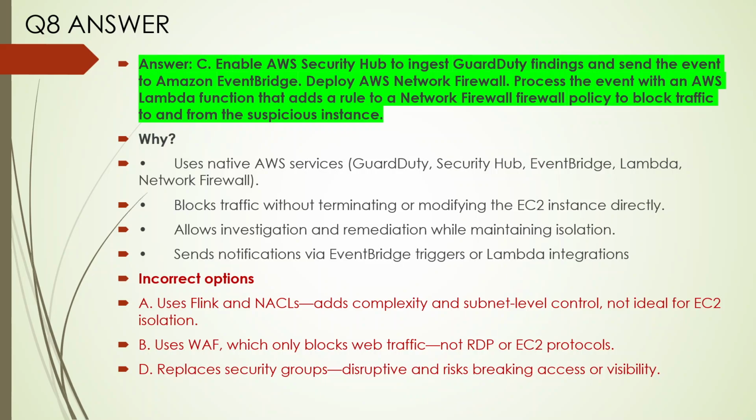Letter A uses Flink and ACL, which adds complexity to the subnet level control. It's not ideal for isolation. Letter B, WAF is for web traffic only, not RDP and EC2. And letter D replaces the security group, which is disruptive and risks breaking access or visibility.